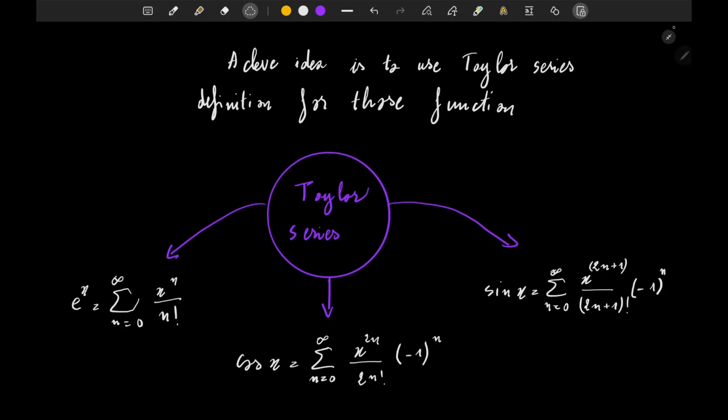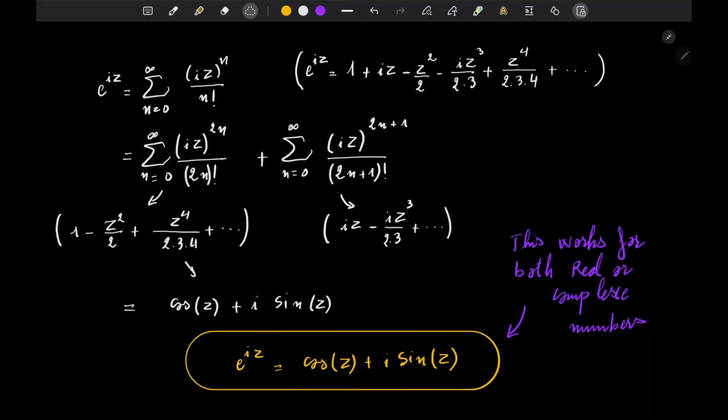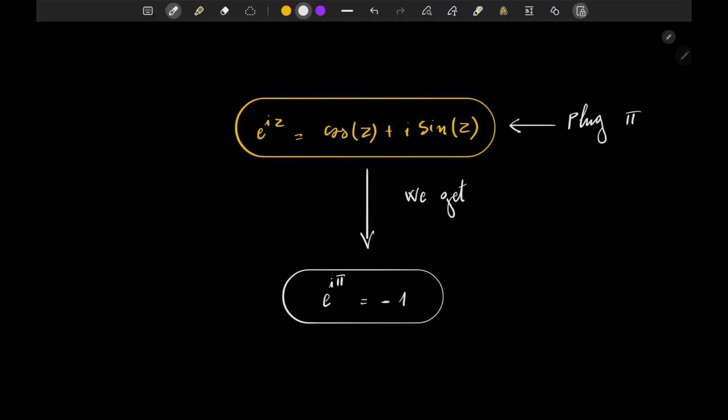to accept complex numbers. It's easy to work out that the exponential of iz equals the cosine of z plus i sine of z. z could be a real number or a complex number. And that is the power behind our approach. Plug in pi in our equation and voila, we get the famous equation, Euler's identity. The exponential of i pi equals -1.